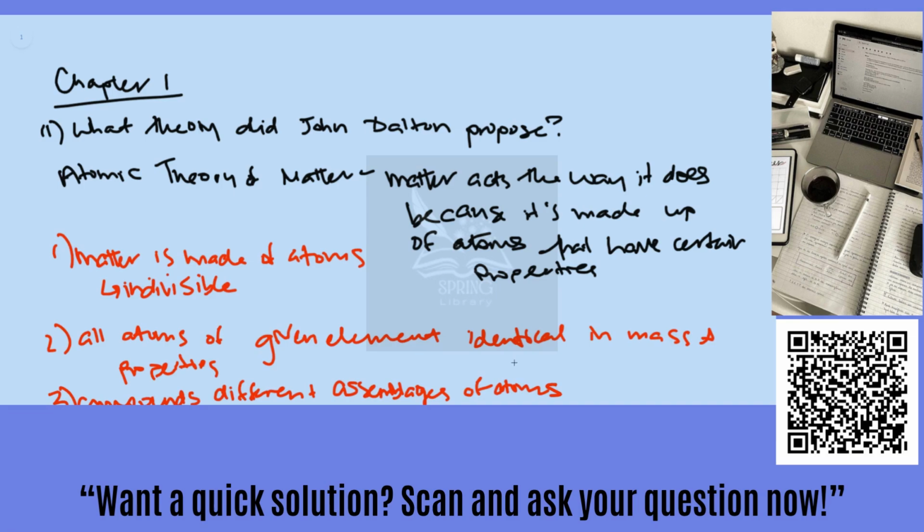And he said that chemical reactions are the rearrangement of atoms and not the conversion of atoms from one type to another. So atoms of one type will always be atoms of that type, and they can't become something else.